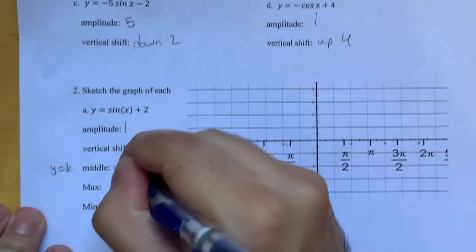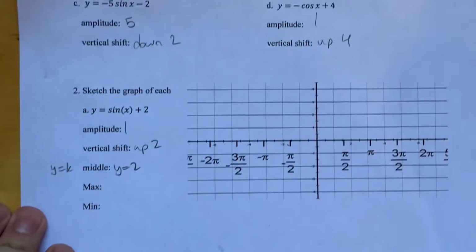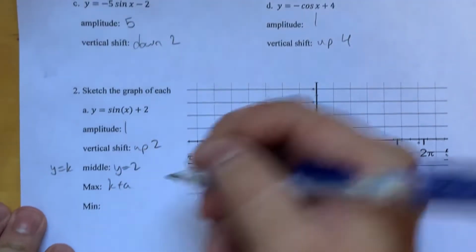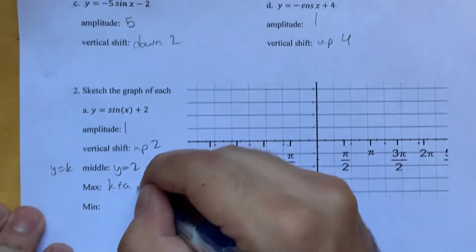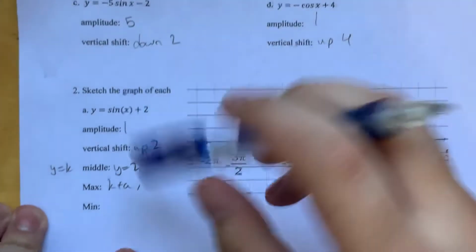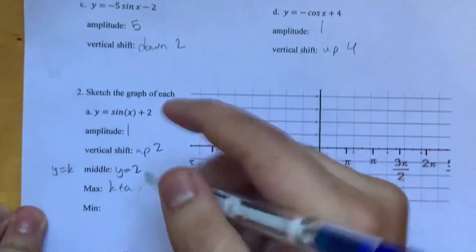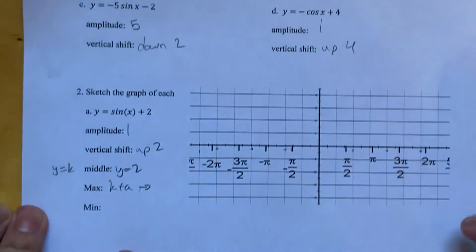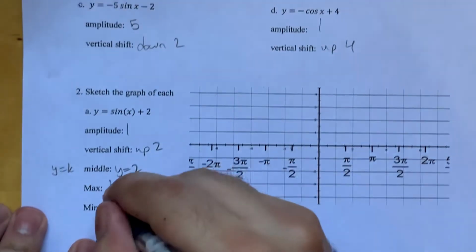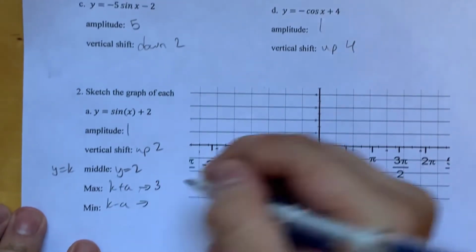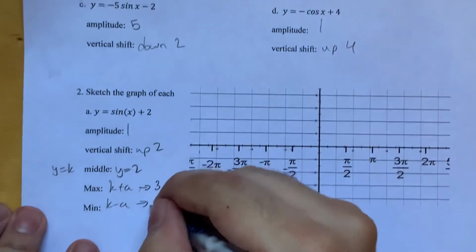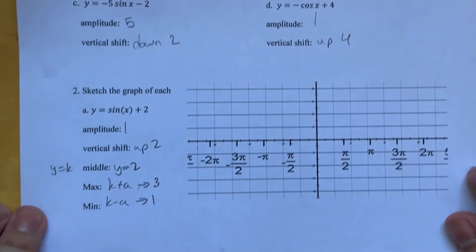So y equals 2. What's my max? K plus a. So what's 2 plus 1? 3. 3 is our new max. What's our new min? K minus a. Which is going to be 1. All right, let's graph it.